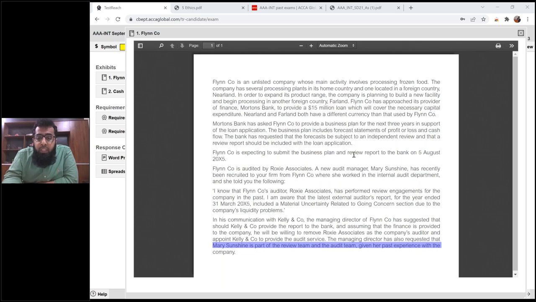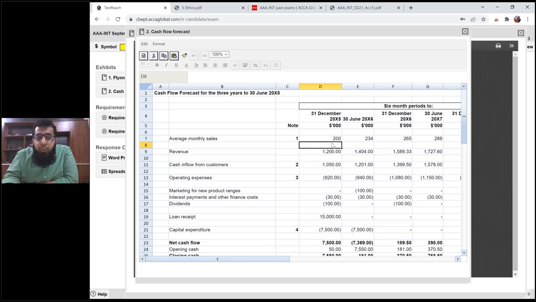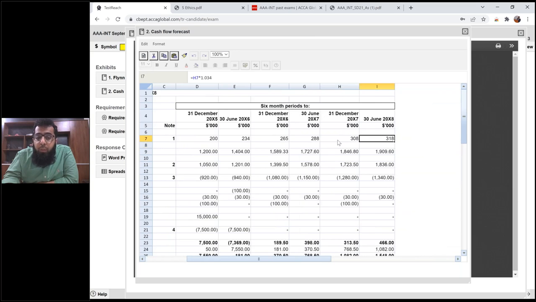This forecast is given to us in the form of a spreadsheet document. He has given us a forecast on which we have to develop a review report, and he has given us some notes also.